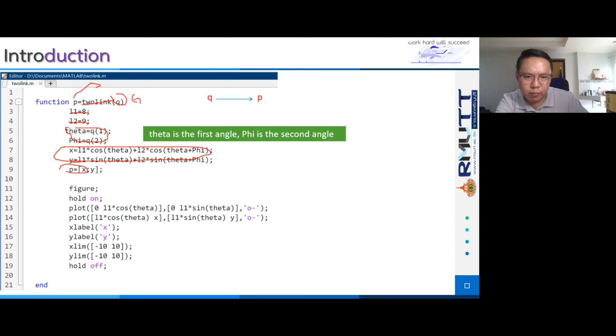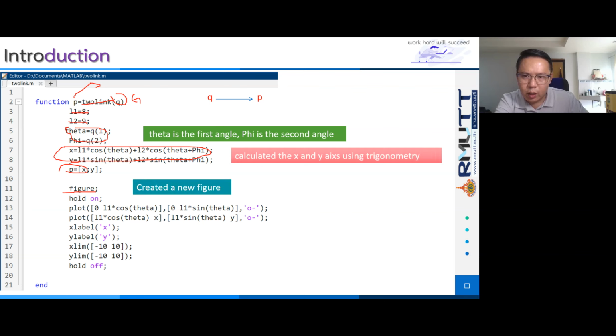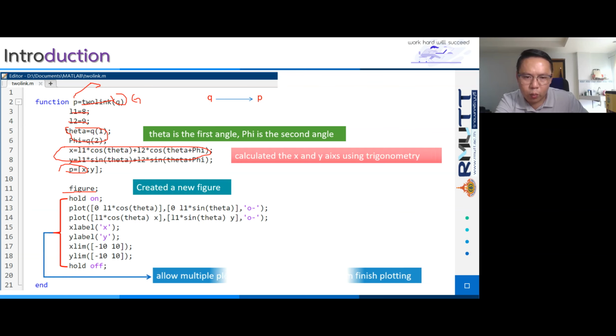The position P is a vector containing x and y. For this row, it means a new figure is created. Hold on and hold off are used to allow multiple plots on the same figure and then finish plotting.